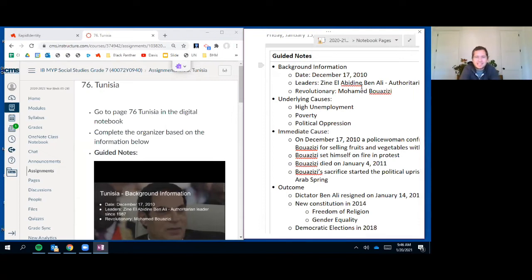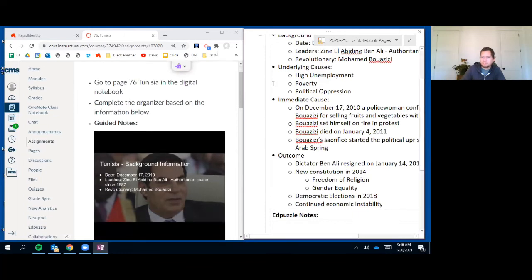Okay, so page 76, all about this country called Tunisia. Okay, Tunisia is in the northern part, right along the Mediterranean Sea in North Africa. And what I did, instead of you putting in notes, I filled them in already for you. So if you look at page 76, you're going to see those guide notes here at the top. Okay, so I'm going to go through this slideshow and just kind of talk about this movement that started the Arab Spring.